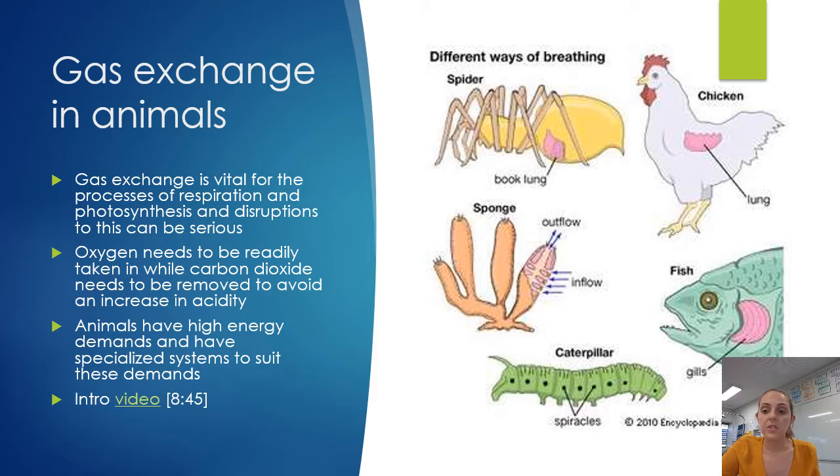Animals have different demands for their respiration purposes. So some animals have a higher energy demand than others, and different parts of the body need more energy to do certain tasks. So each animal is well adapted to its environment as well as their needs, and there is a video that you guys can watch on the PowerPoint to just introduce you to some of those different mechanisms.